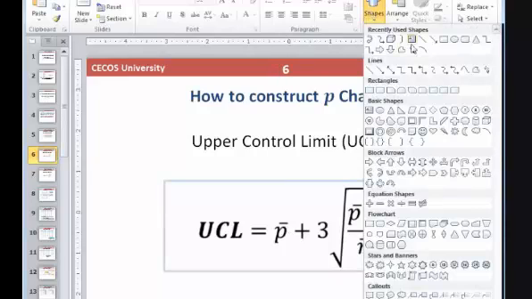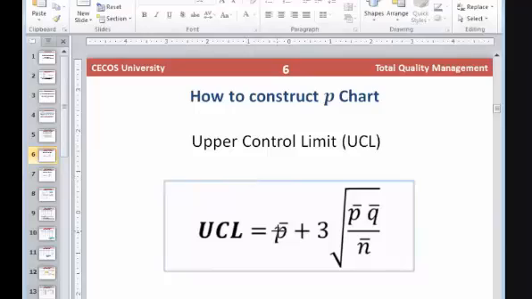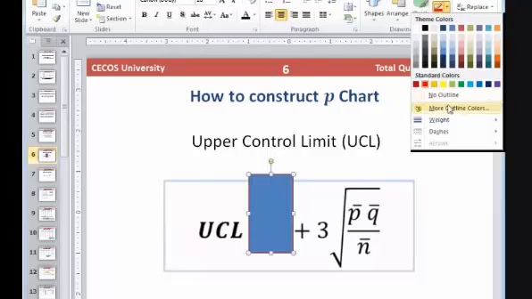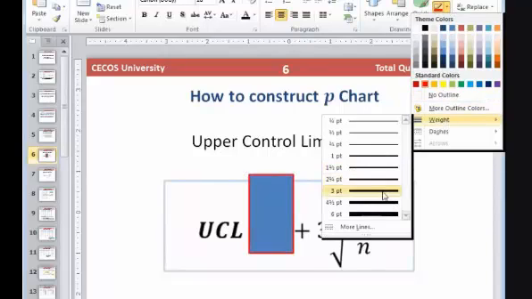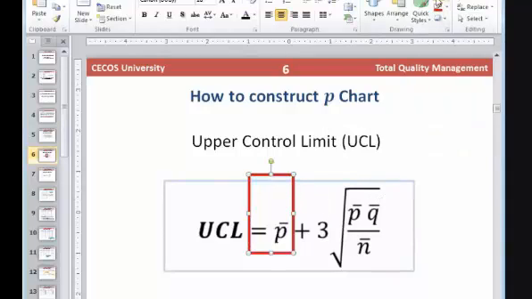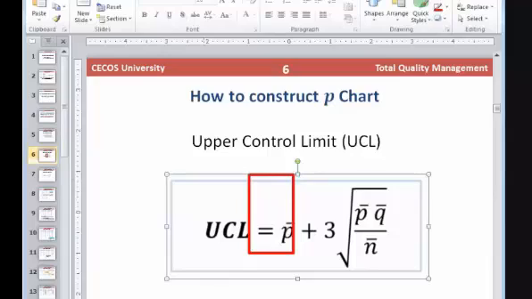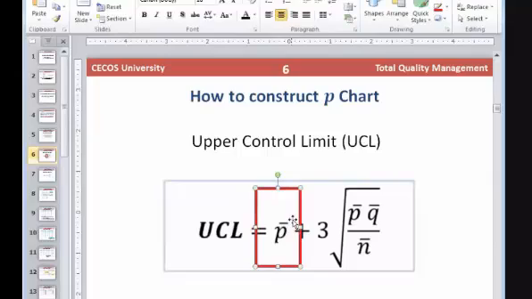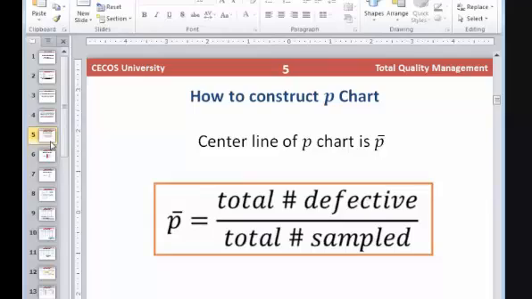I will take my marker so that I can individualize the things to be discussed. So these are the individual terms in the case of the upper control limit, UCL. P bar is from the previous slide, which is the total number of defectives divided by the total number of samples.